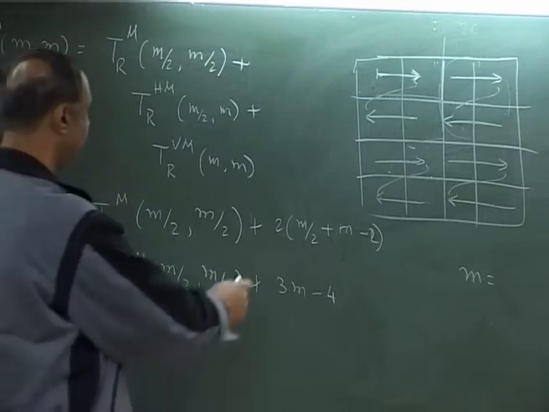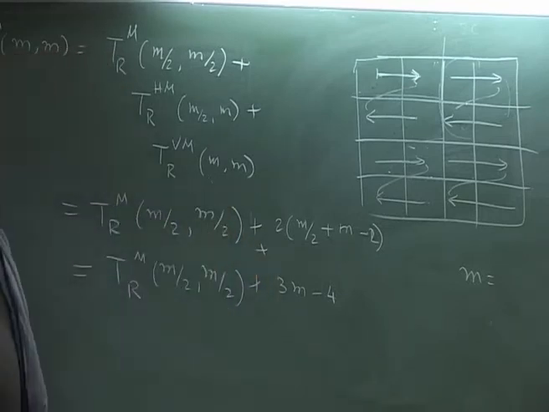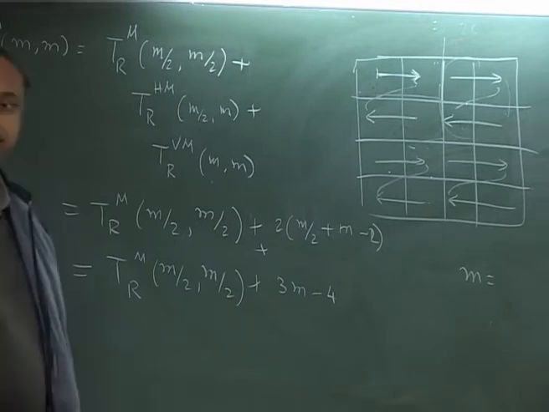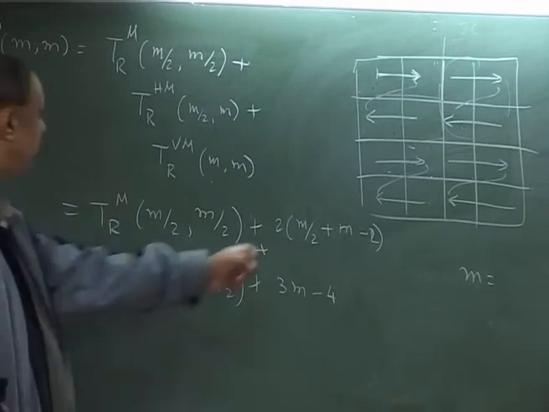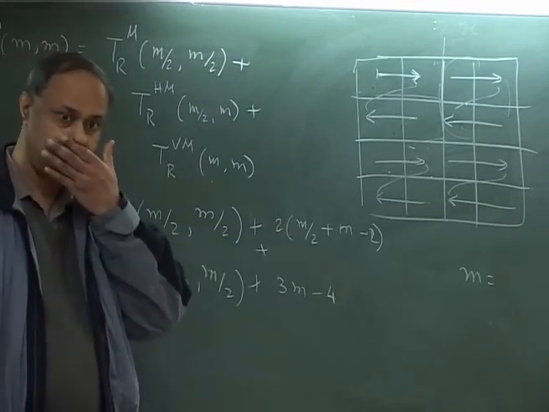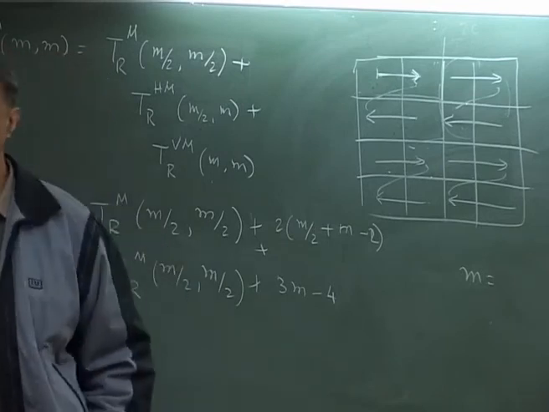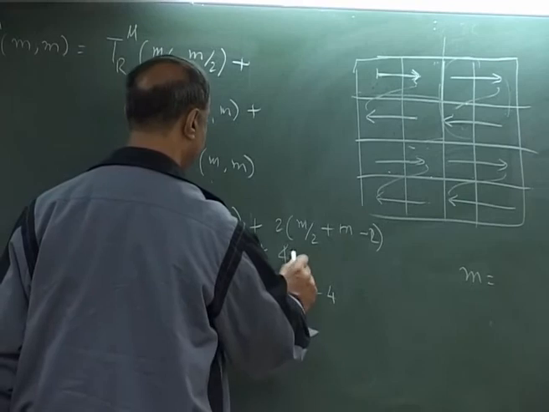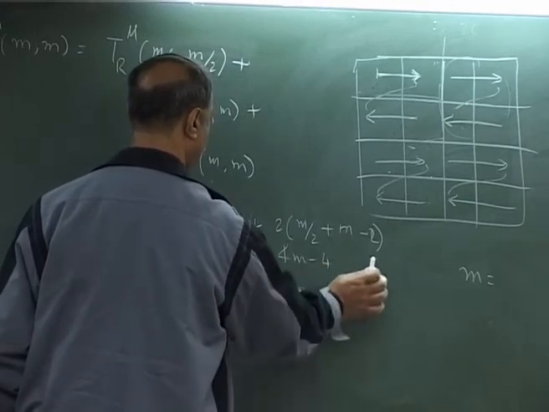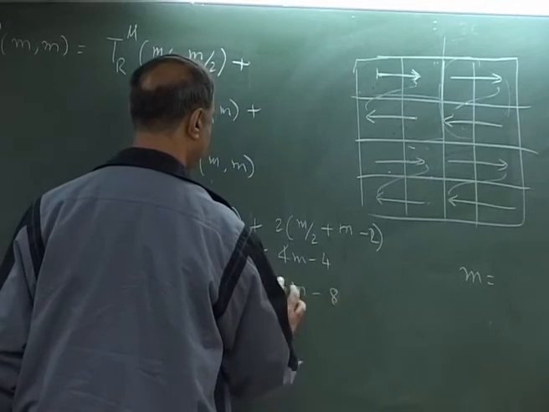Vertical merge is normal. Then what is the vertical merge? 2m minus 1. It's the same. Vertical merge is row merge plus column merge. 4m minus 4. So it is 4m minus 4. So this is 8, this is 7.